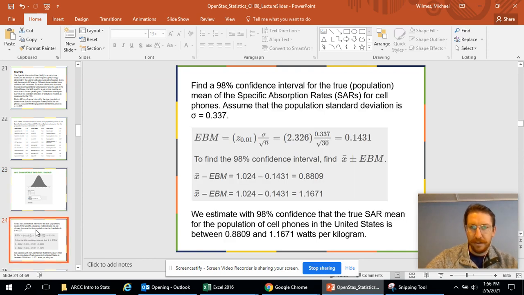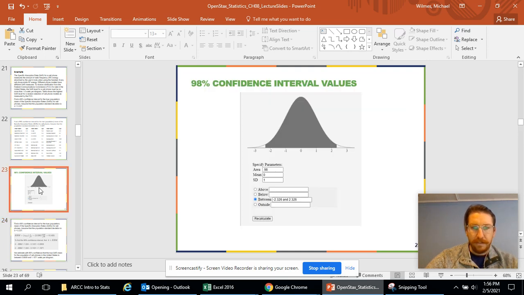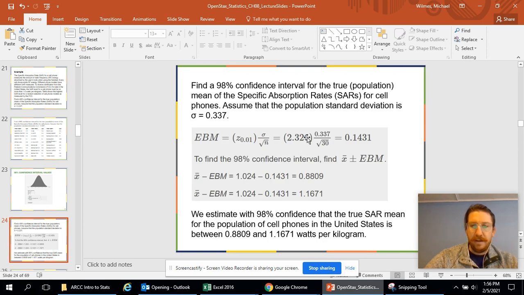All right, so to do this, we're going to calculate these values. So we found that z-score, 2.326. So that's going to be our z-score here, 2.326. Next, we put in the standard deviation, 0.337, they give that to us, divided by the square root of the sample size. Our sample size was 30. And calculating that, we get 0.1431. That's our EBM.